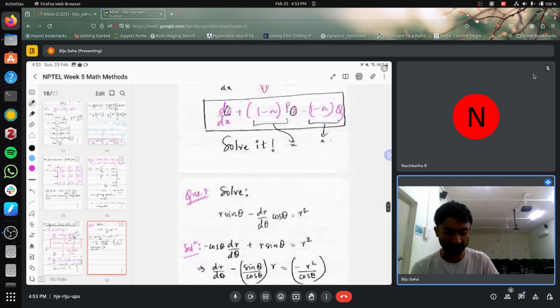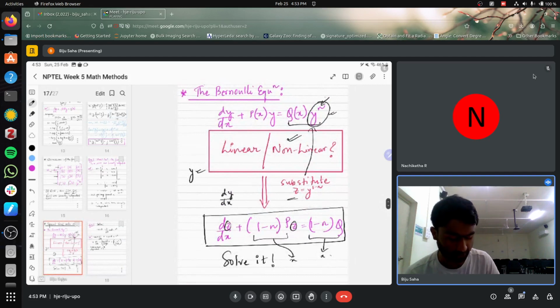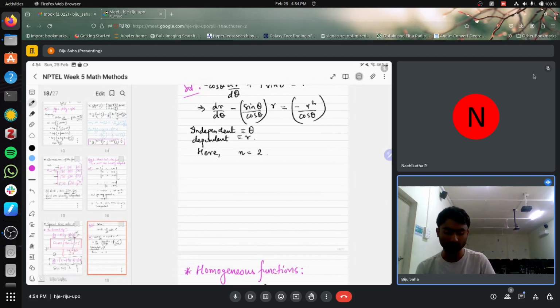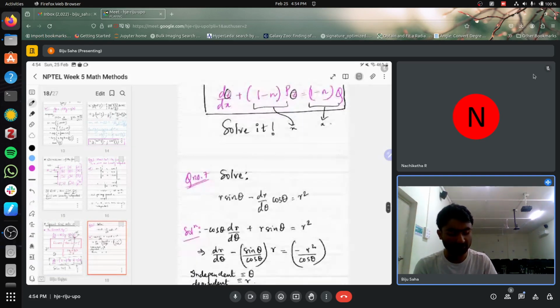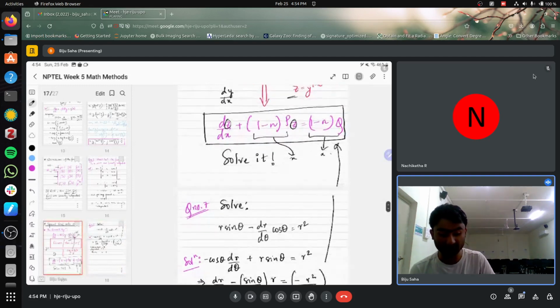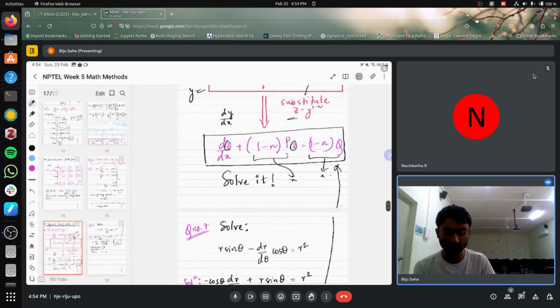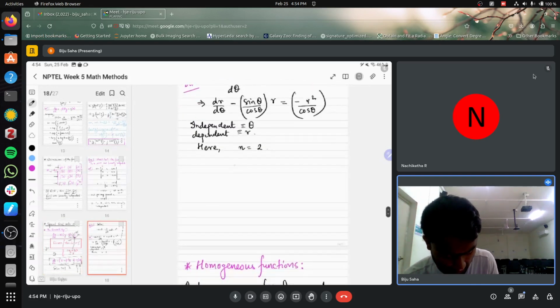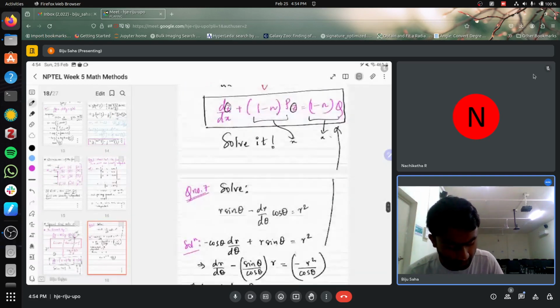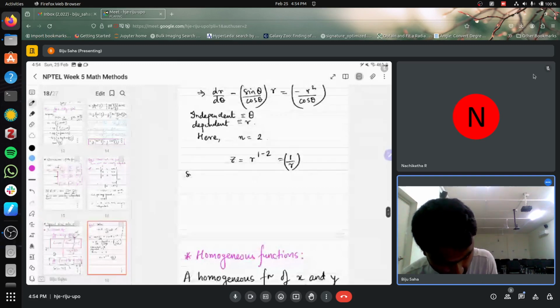So when you compare this, what you see, your n which appeared here, here n is equal to 2. So let me recast this equation into this form. So the necessary change in variable is you have to make z equal to y to the power 1 minus n. So here z is equal to r to the power of 1 minus 2. So you make this change of variable z equal to 1 by r.